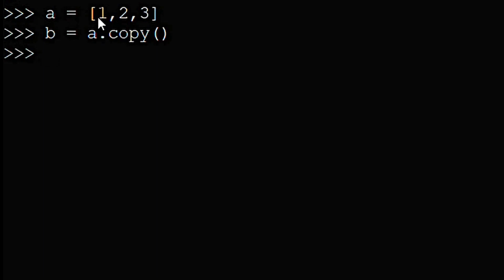When we do B index 0 equals 5, then look at A, it is unchanged. This is because B is now not sharing memory with A. B has a list of the memory addresses of the 3 integers, and A has the same list of the memory addresses of the 3 integers, but in a different place in memory. So changing B does not change A.